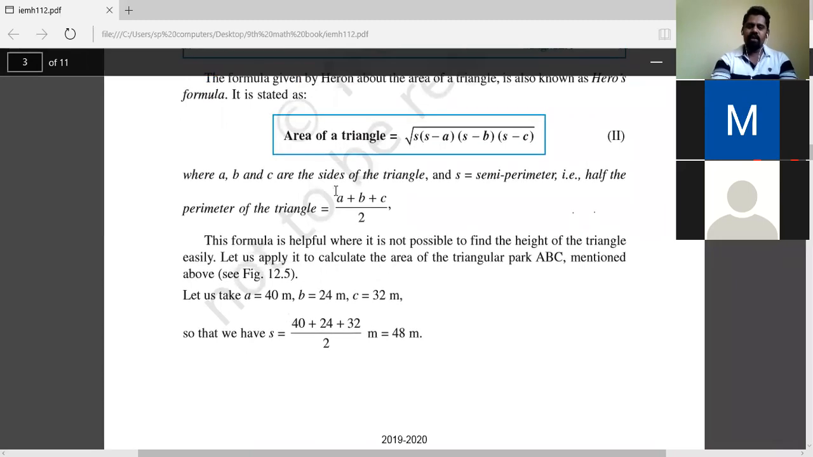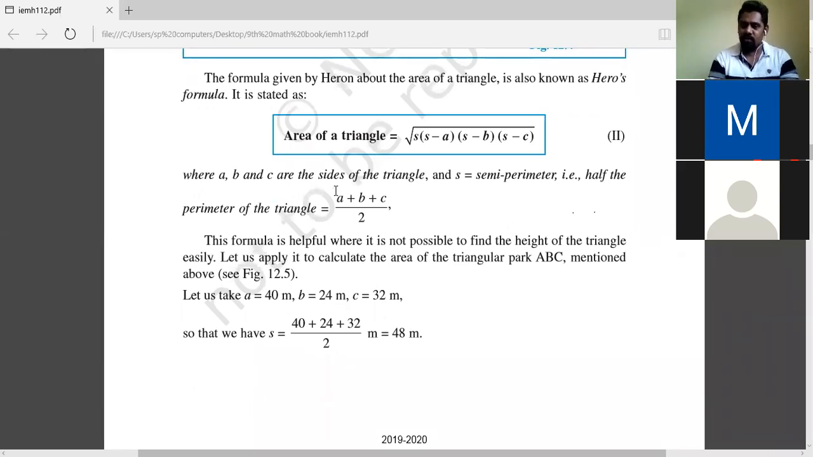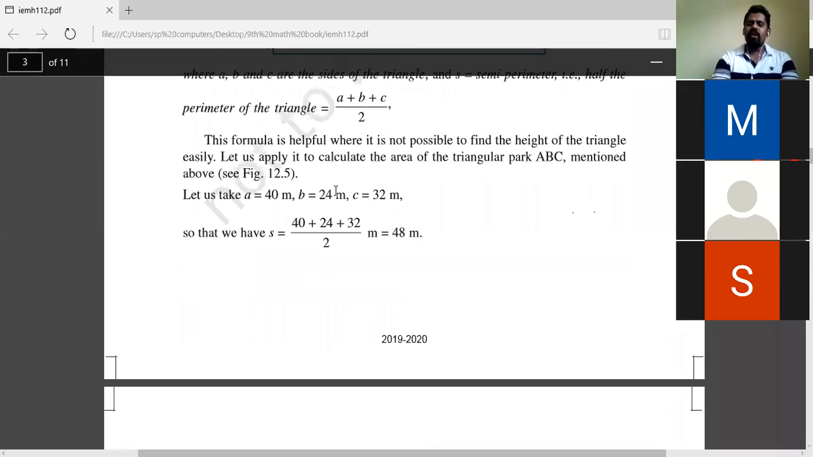So here, area of triangle is equal to square root of s into s minus a into s minus b into s minus c, where s is the semi-perimeter of the triangle. It is very important to put the square root. Semi-perimeter is perimeter divided by 2. Perimeter is a plus b plus c, where a, b, c are the sides of the triangle. Understand?